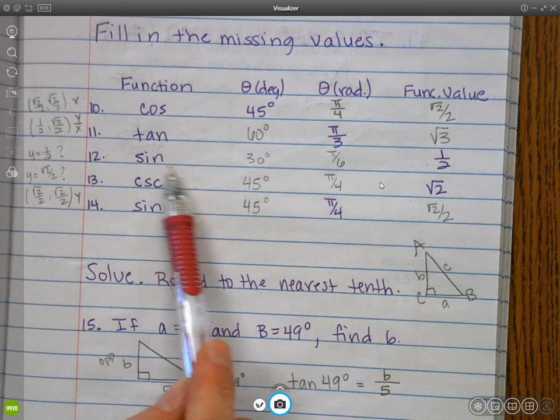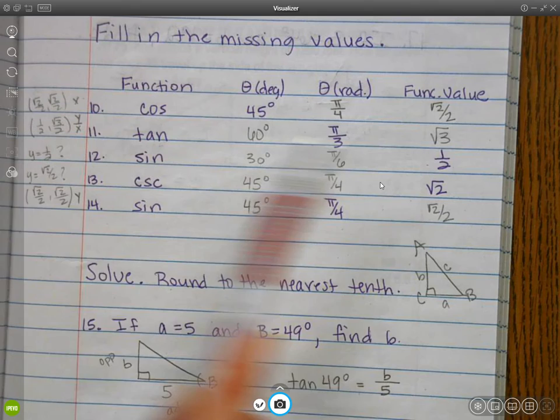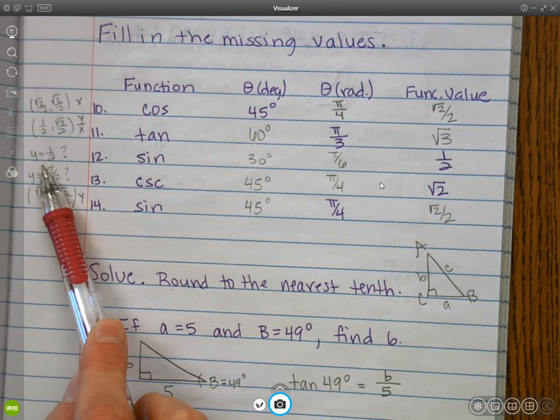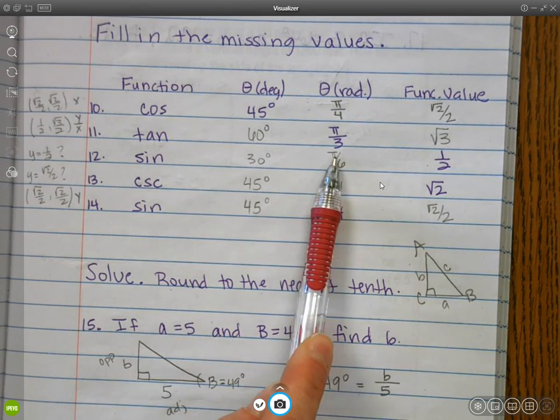Alright, here they say sine is 1/2. So they're asking when y is 1/2. So y is 1/2 at 30 down low. So 30 degrees, which is pi over 6.